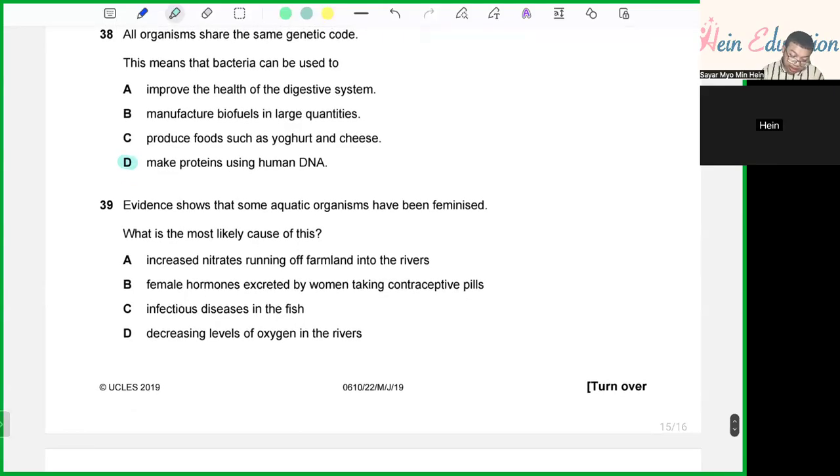And then 39, evidence showed that some aquatic organisms have been feminized. It means the aquatic organisms become feminine. What is the most likely cause of this? Increased nitrate? No, not nitrate. Female hormones excreted by women taking contraceptive pills. Yes, this is correct. Infectious disease in the fish? Not about disease. Decreasing level of oxygen? No, not correct. So the correct answer is B.